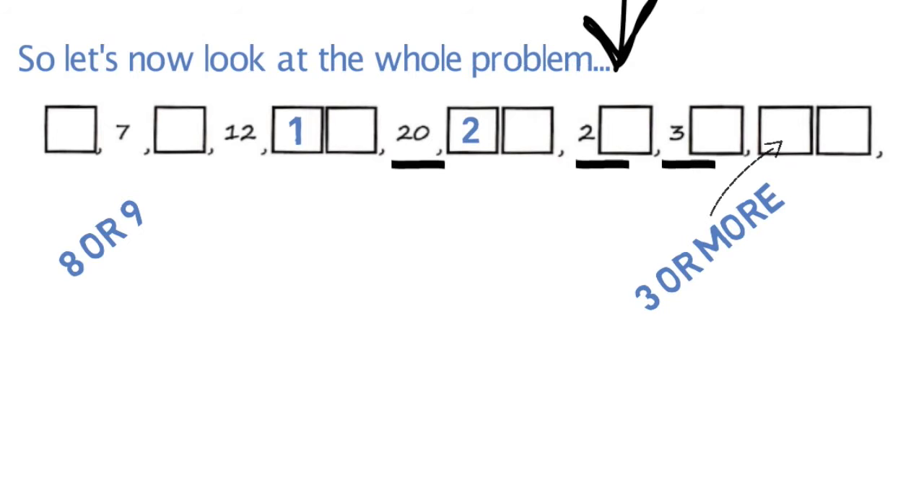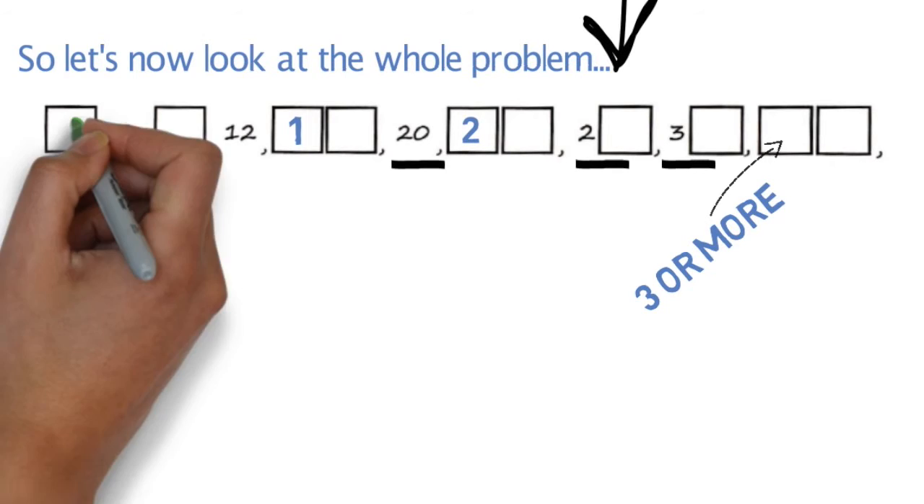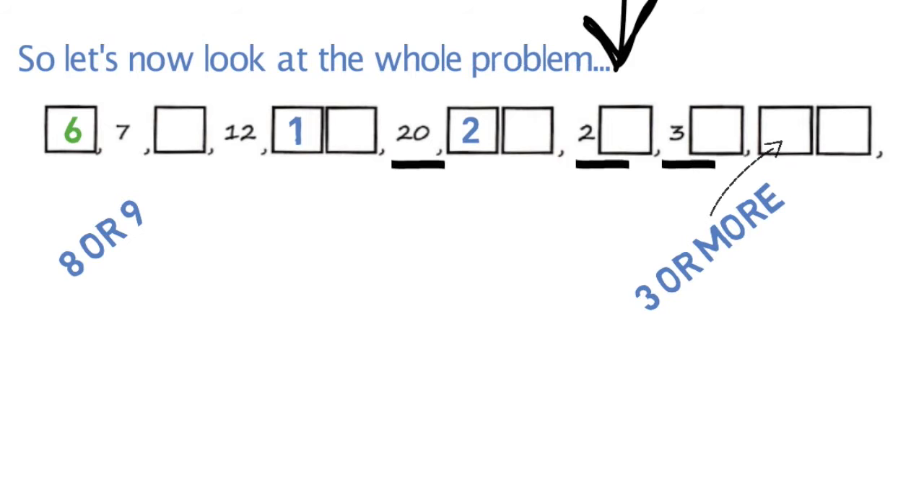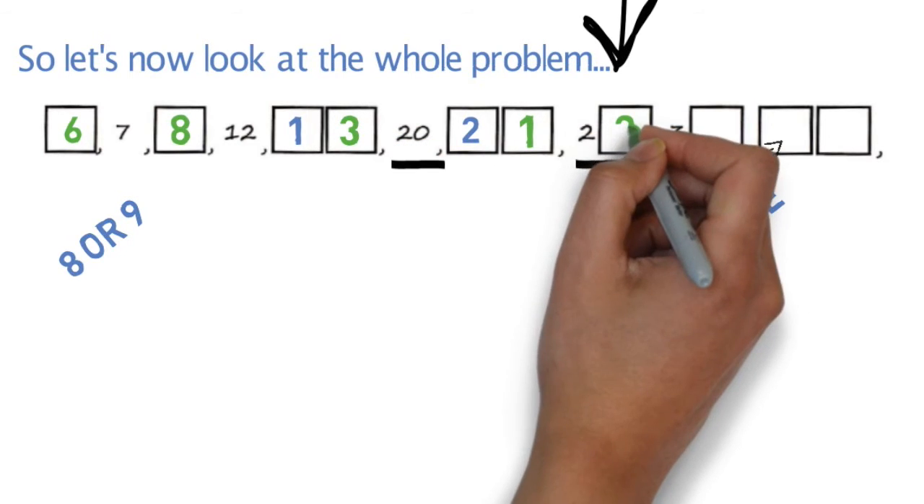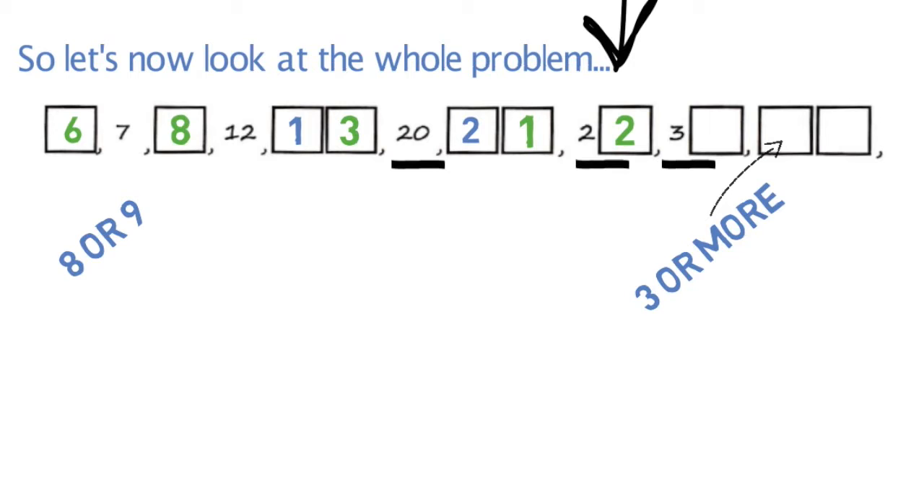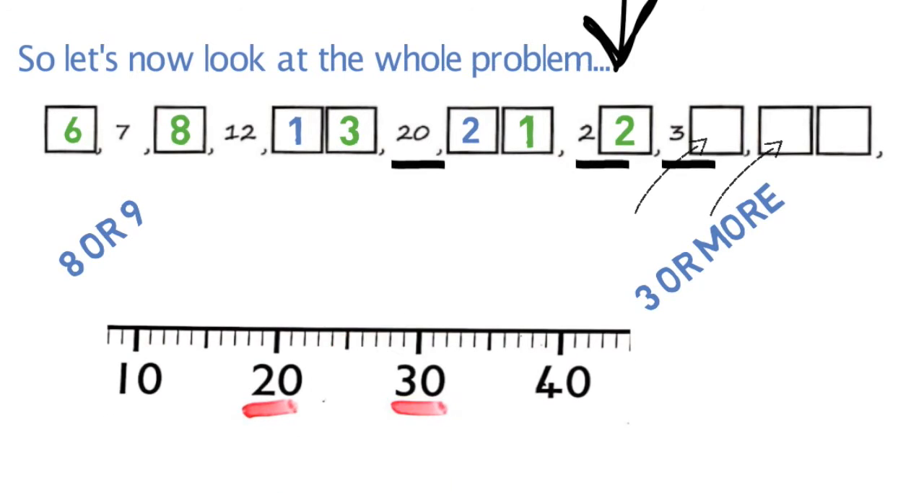This one could be any number from 0 to 6. I'm going to use 6 for this example. An 8 for this one. 3 as the ones digit here. Make these numbers 21 and 22 because those are two numbers more than 20 but less than 30. Let's use this number line now that we're looking at bigger numbers.